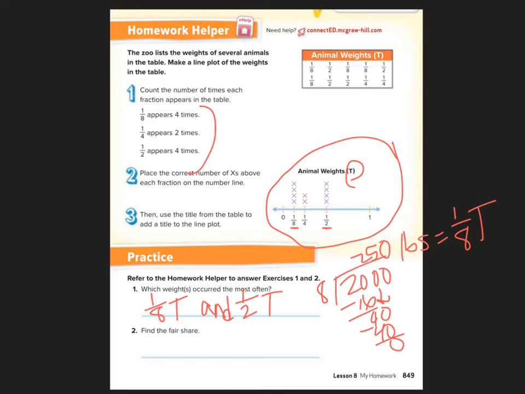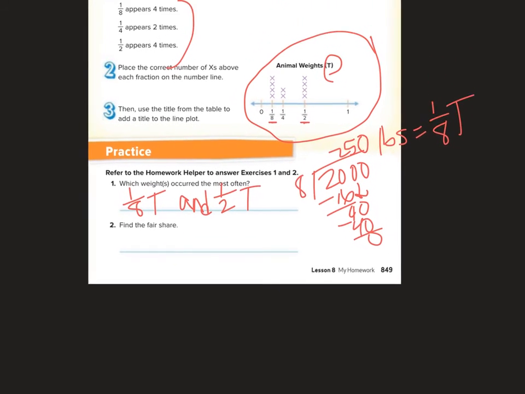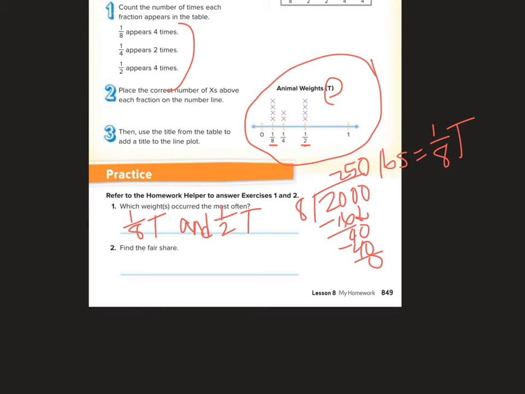Find the fair share. Oh, I should have done the extra math because I don't have space to find the fair share. I'm scooching up, maybe to right there. Okay. So here we go. I have 4 of 1/8, so I'm going to do 4 times 1/8 to get 4/8, which is the same as 1/2 because 4 is half of 8. So I get a half.